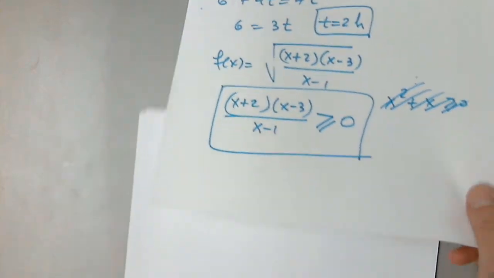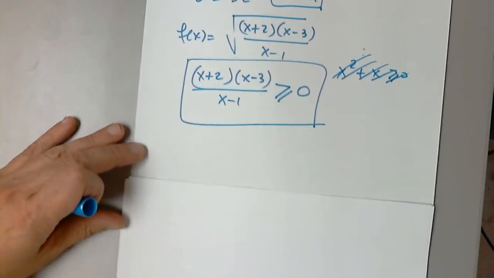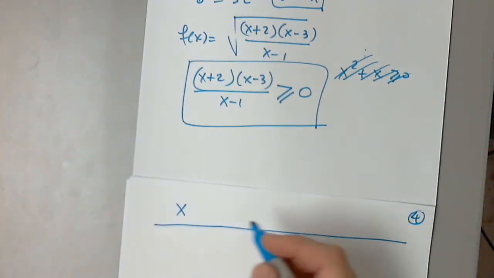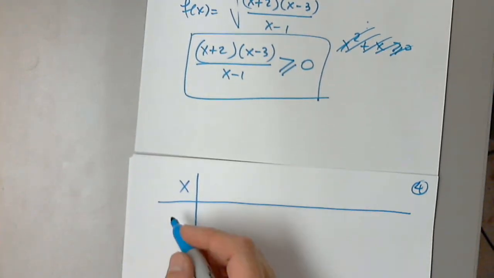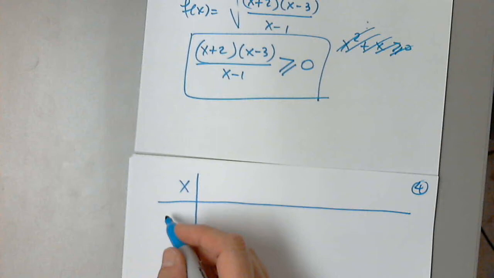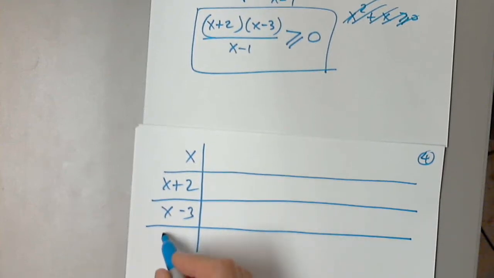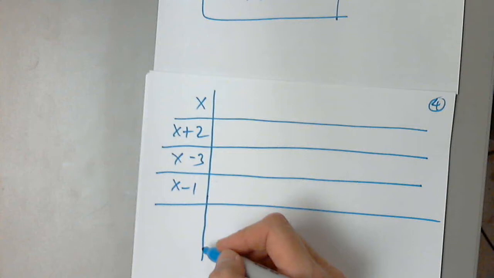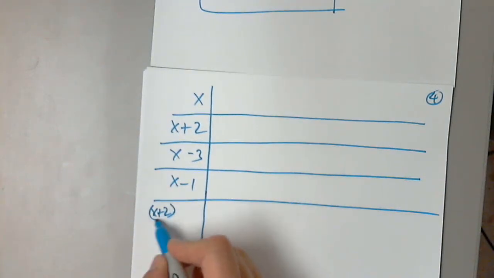We're going to study the sign. It says the expression is greater than or equal to 0, so we are studying the sign of this expression. Ready? The variable in the problem is x. The first factor is x plus 2. The next factor is x minus 3. And the last factor is x minus 1, but what we are really interested in is the whole expression.